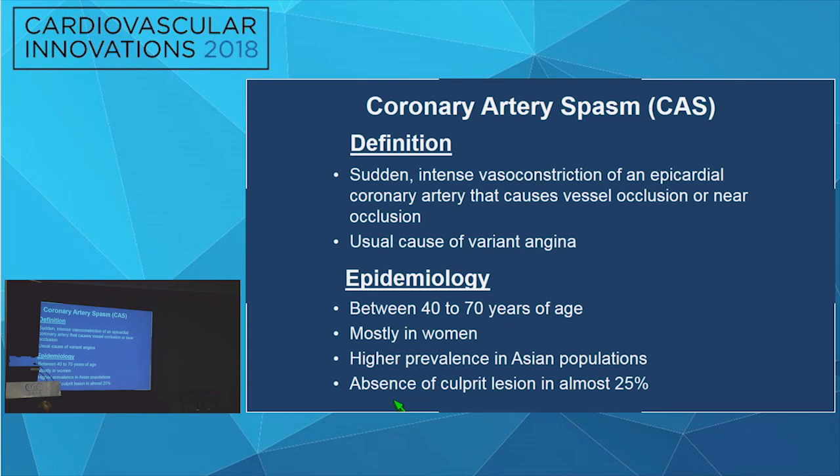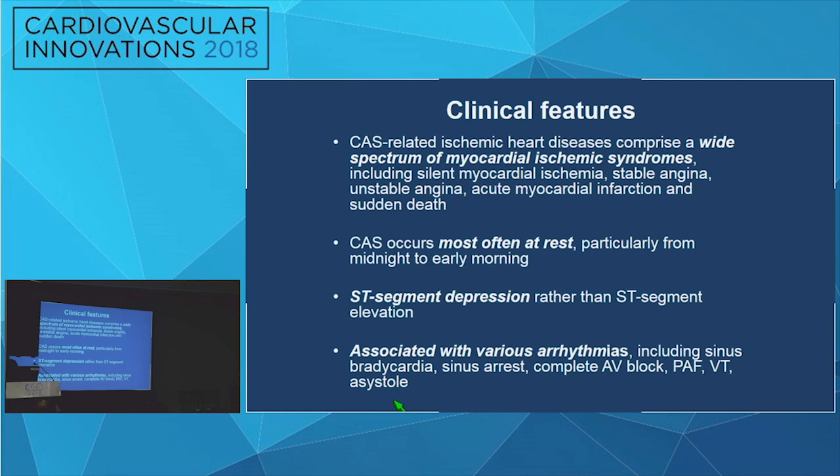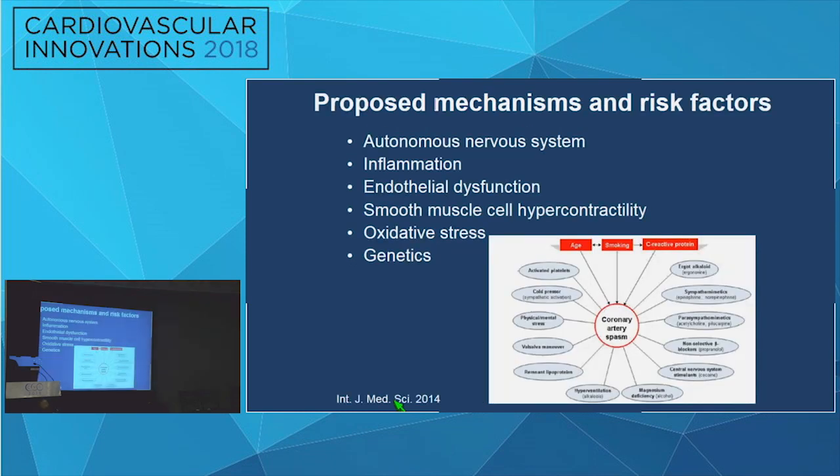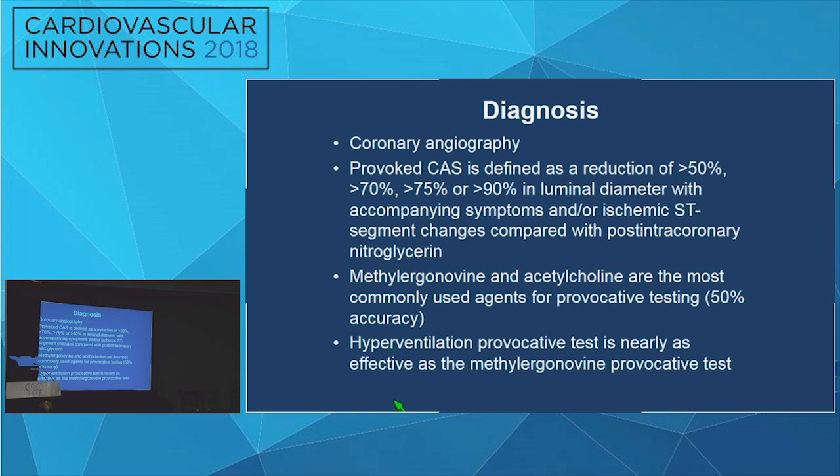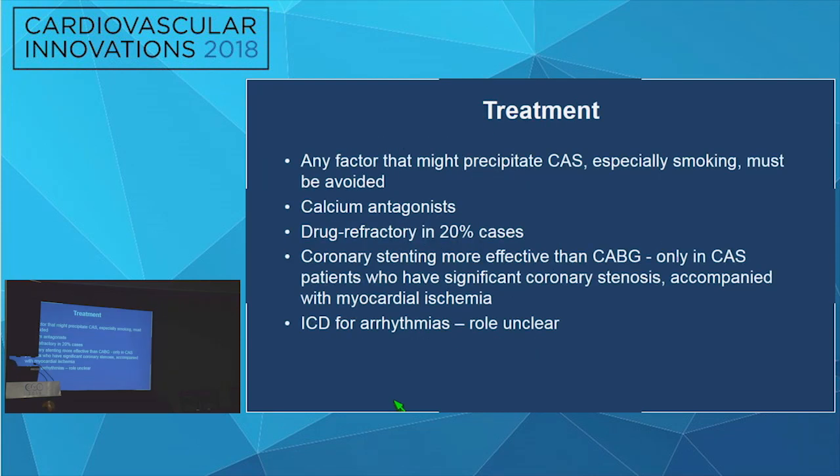So the patient had coronary artery spasm, even though he was not a female with Asian origin. He was just a 40-year-old Caucasian male, and he presented with typical acute coronary syndrome. And presumably due to heavy smoking and thus with inflammation or endothelial dysfunction or even autonomic nervous system stimulation. And our diagnosis was done with coronary angiography. We never performed or confirmed the diagnosis with the provocative tests. And the treatment was medication, only medication.